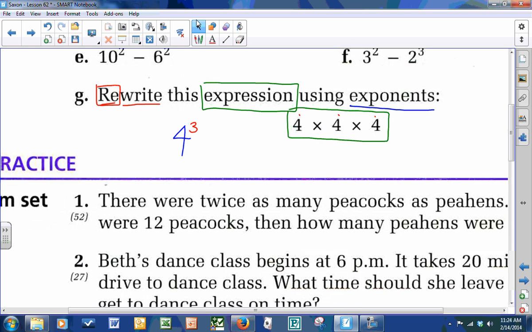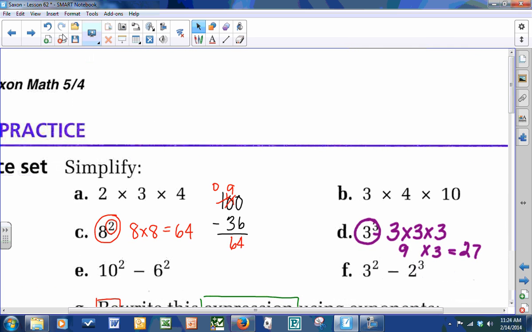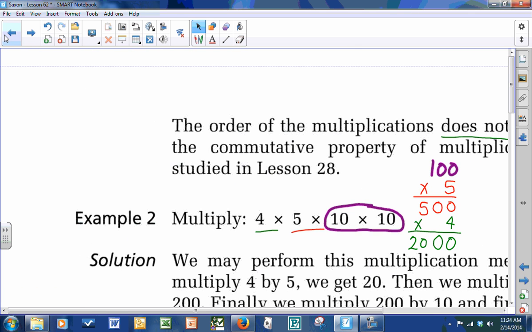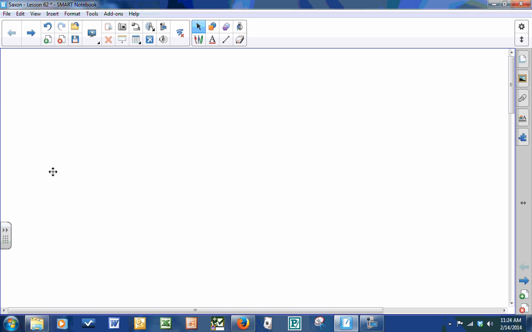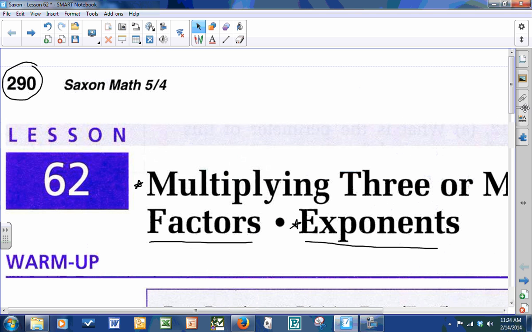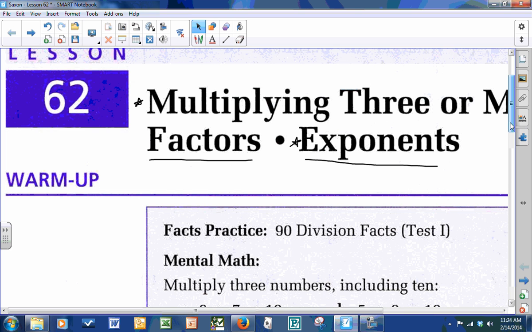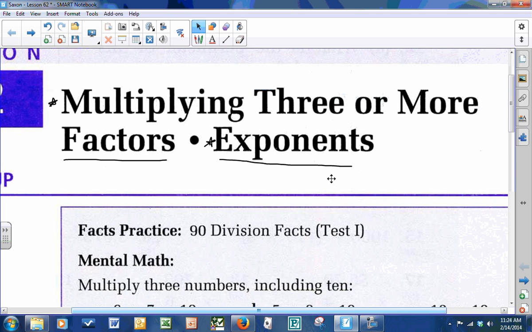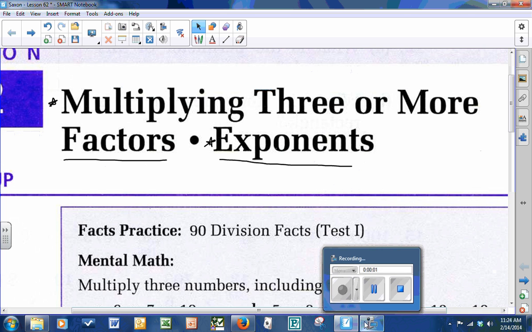All right, so those are your two learning targets. In lesson 62, we learned about multiplying 3 or more factors, and we learned about solving problems with exponents. Okay, so that concludes today's lesson 62.